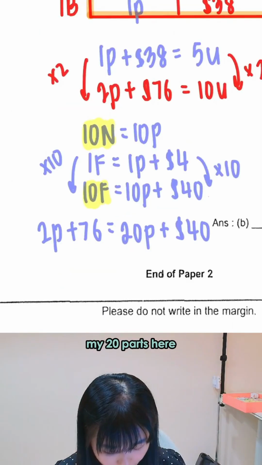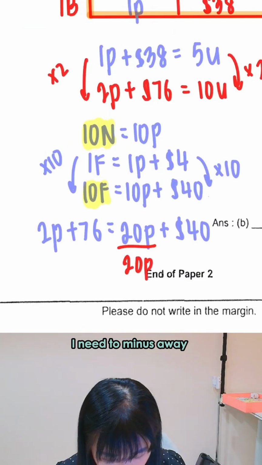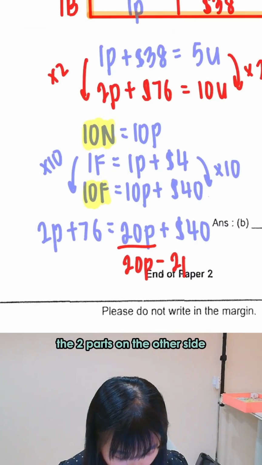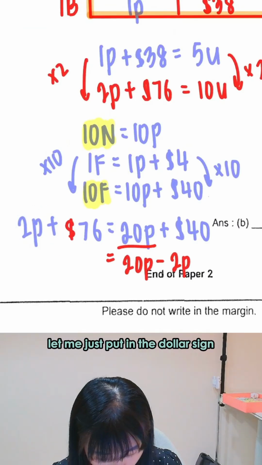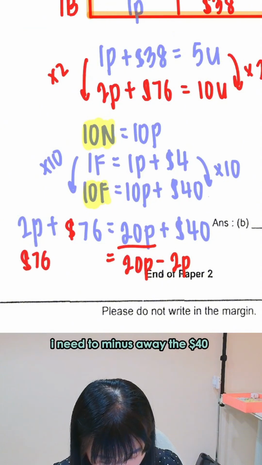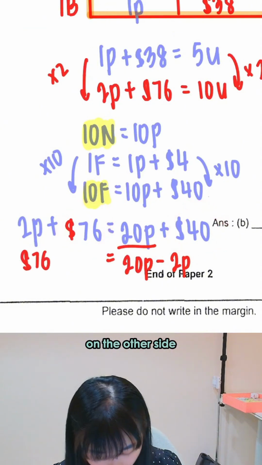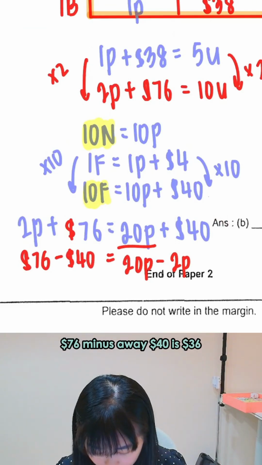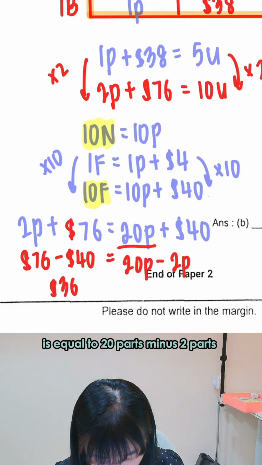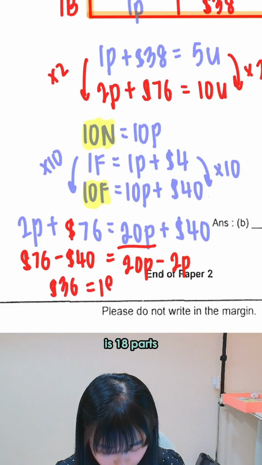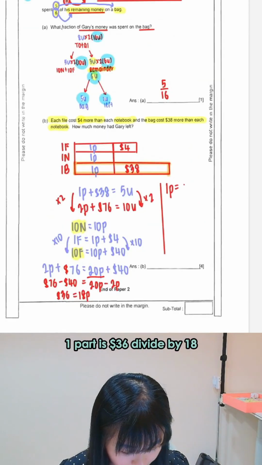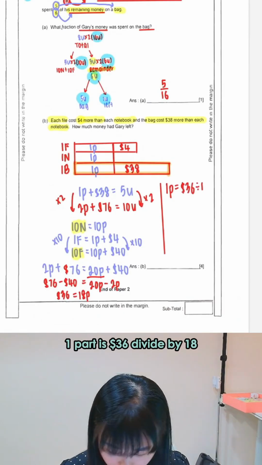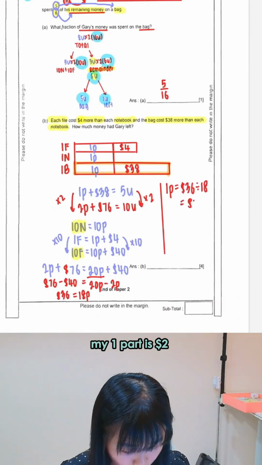Okay, my 20 parts here, I need to minus away the 2 parts on the other side. Let me just put in the dollar sign. My $76 here, I need to minus away the $40 on the other side. 76 minus $40 is $36, which equals 20 parts minus 2 parts, which is 18 parts. 1 part is $36 divided by 18. My 1 part is $2.